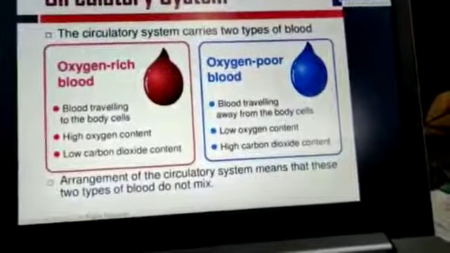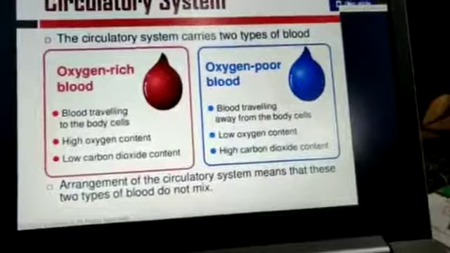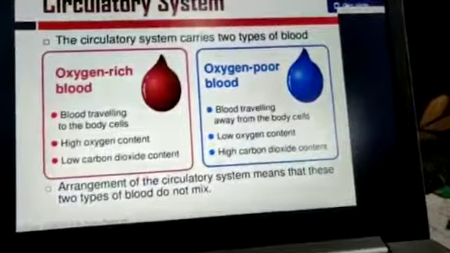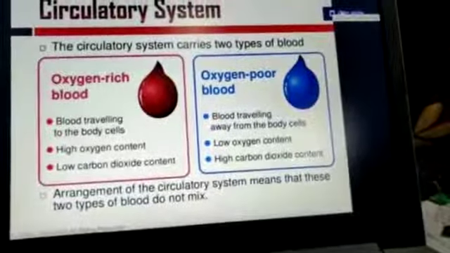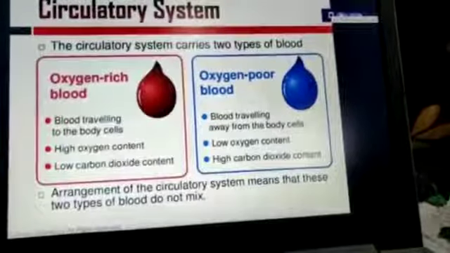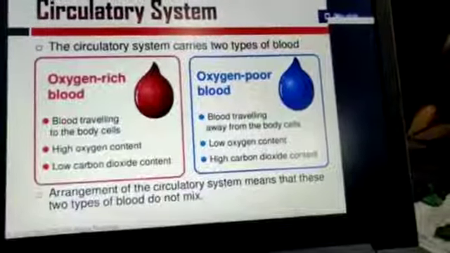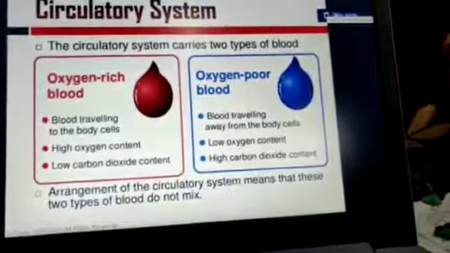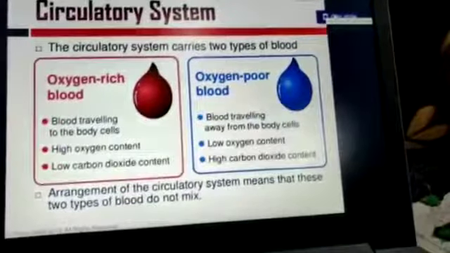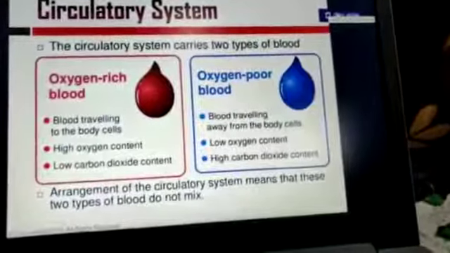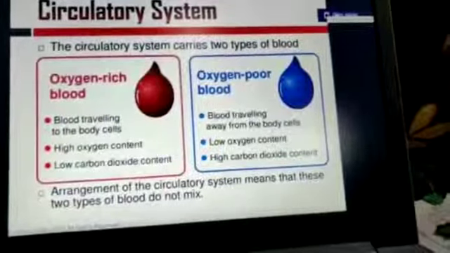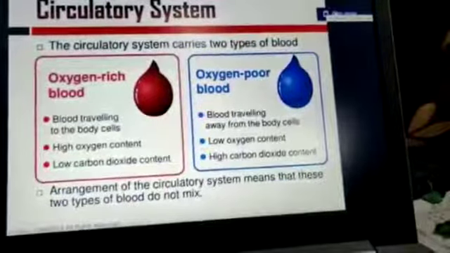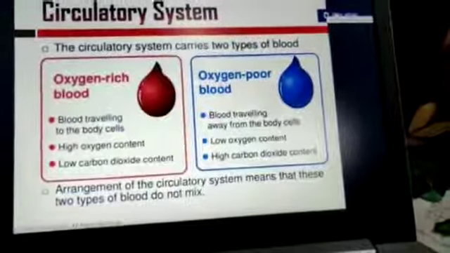So what is pure blood? The blood which contains oxygen is termed oxygen-rich blood or pure blood. Impure blood means blood which is poor in oxygen, where maximum carbon dioxide is present. So what are the two types of blood the circulatory system carries? Oxygenated blood and deoxygenated blood, pure blood and impure blood.